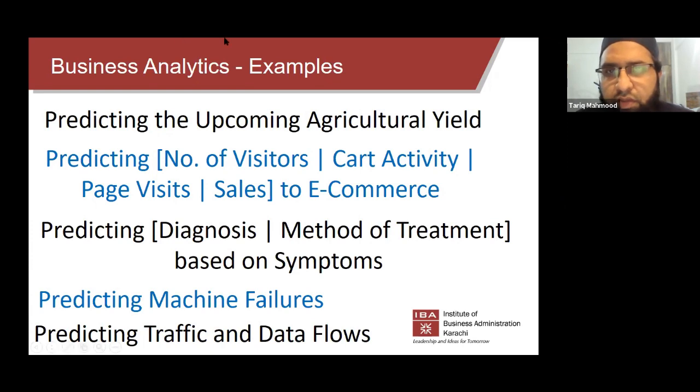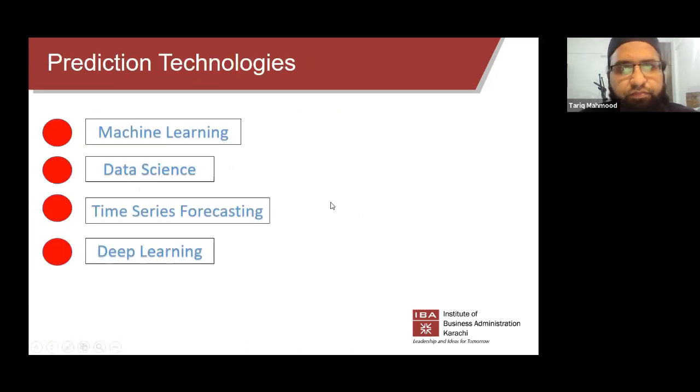So it's something which is very useful for our businesses in Pakistan or anywhere else, that we have to actually understand this activity. So what are the prediction technologies that you need to be aware of?